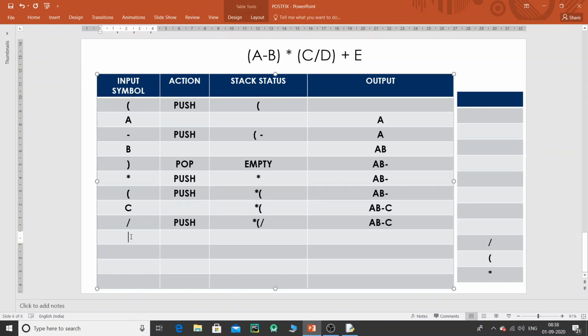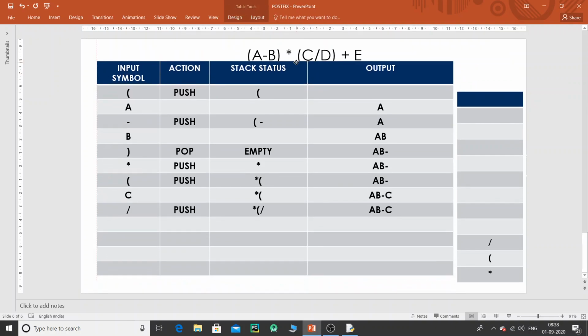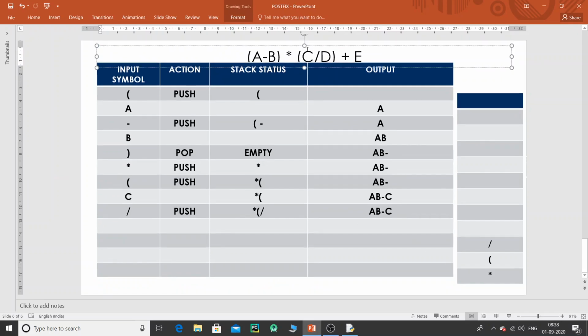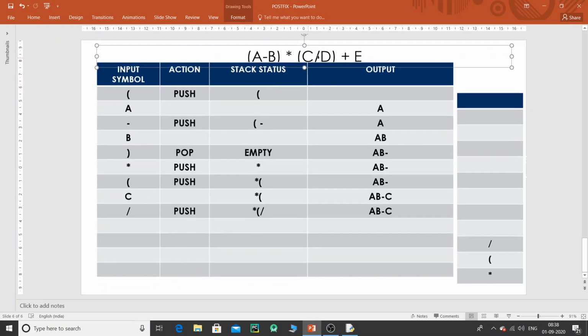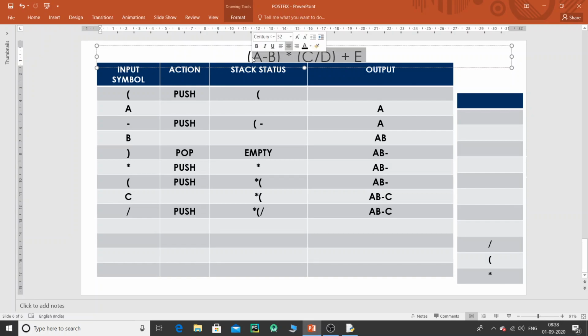Now what we're going to have is, okay, just a minute, I'm going to need more space. Okay, just a bit more space that we require. So I'm going to adjust this. Let us take it at the top.